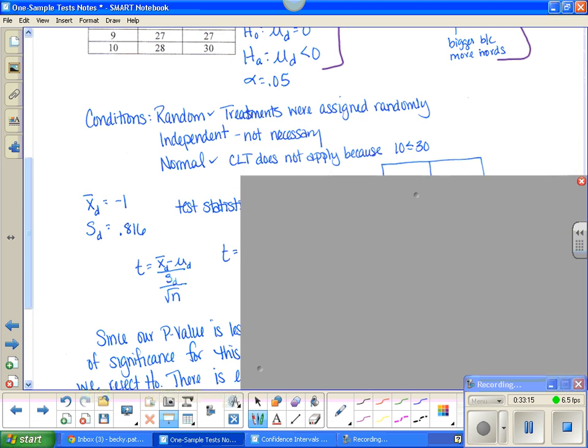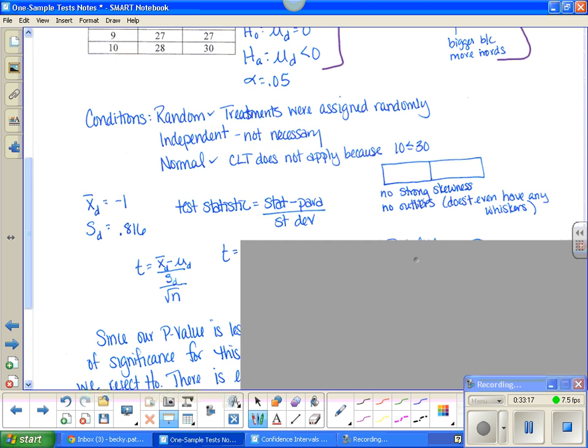My conditions are random. Yes, the treatments were randomly assigned. Independent, not necessary because? You got it. Normal, CLT does not apply because 10 is not greater than 30, and normally for matched pairs, it's a small number. So I draw my box and whisker. I have no whiskers. What does that mean?